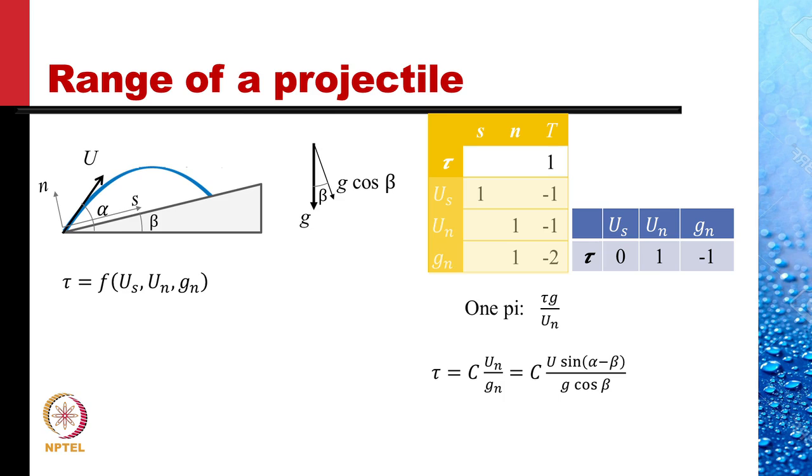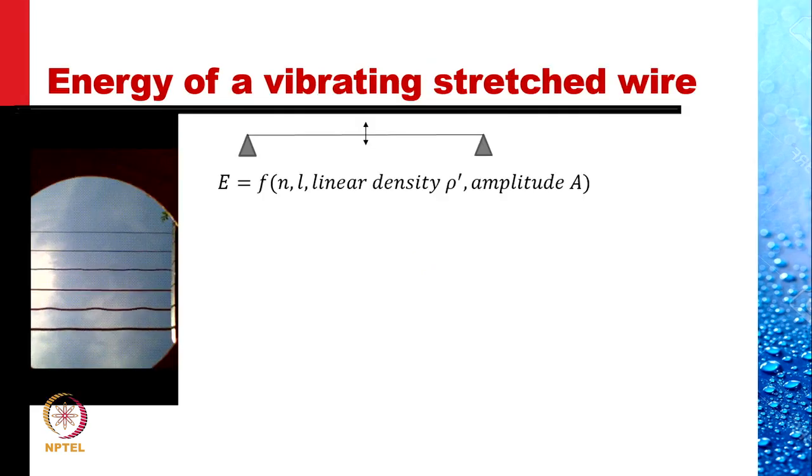And UN is seen to be U times sine alpha minus beta. And GN is G cosine beta. So the time of flight is C times U sine of alpha minus beta divided by G cosine beta. Again, a very powerful result in the sense a single experiment would establish the complete functional relationship. Let's do one more example.